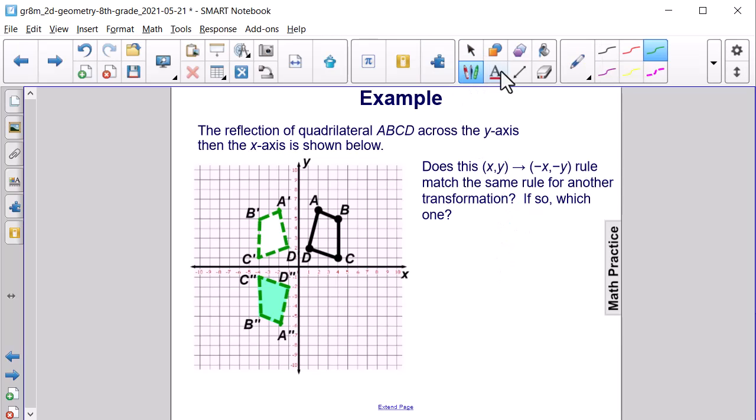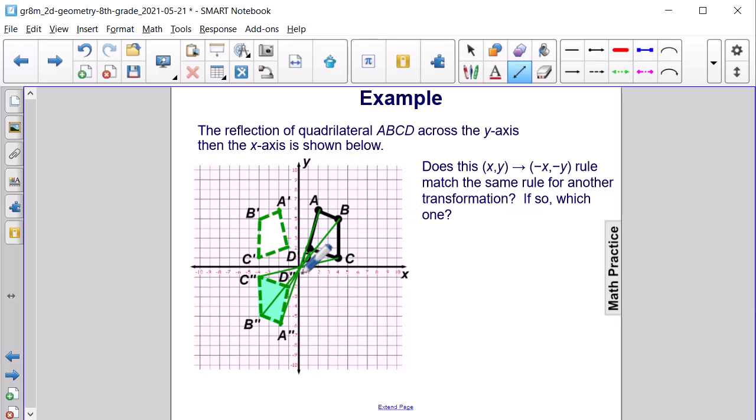It actually does match another transformation. And I'm going to start drawing lines through the origin so that we can see it. From C to C double prime, we drew a straight line. From A to A double prime, we draw a straight line. Same with B to B double prime and D to D double prime. This means that we have a 180-degree rotation about the origin.